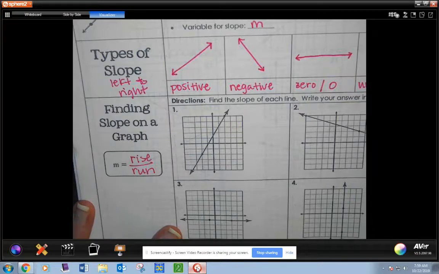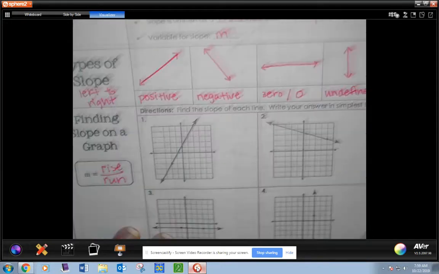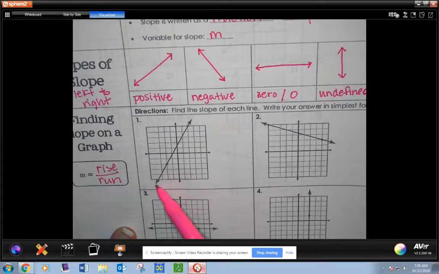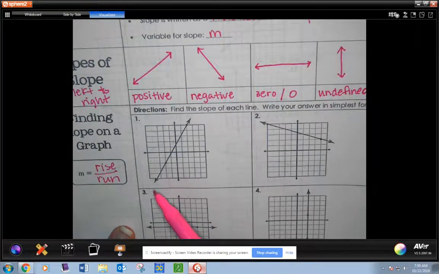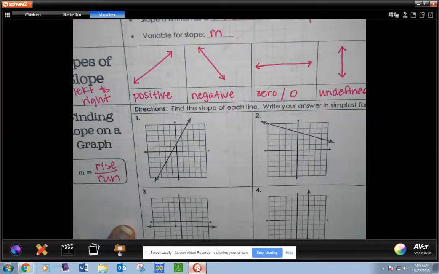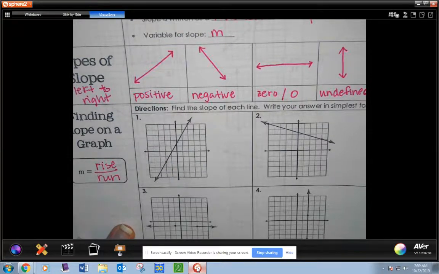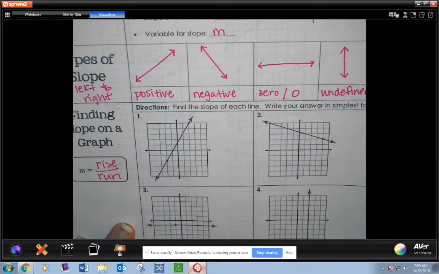I think the easiest thing to do is first look at the line. Is this line going uphill or downhill? It's going up. So would that be a positive slope or a negative slope? It's a positive. So do we have to put anything for positive? Like, do I have to put a plus sign? You don't have to. If there's not anything there, we assume it's positive.